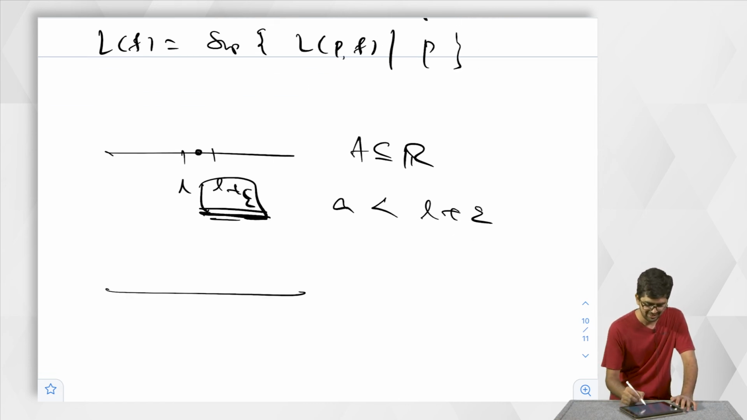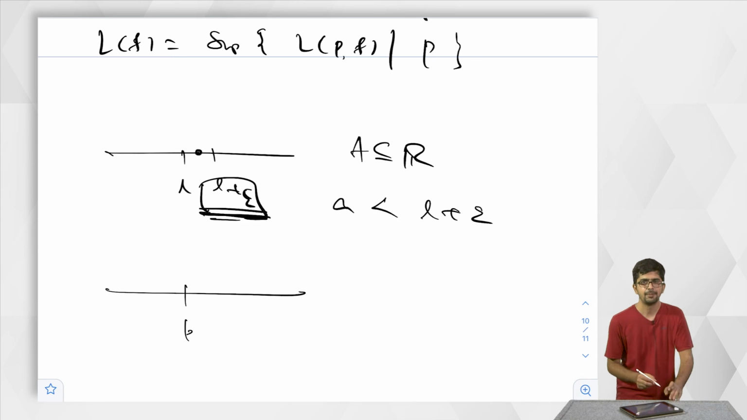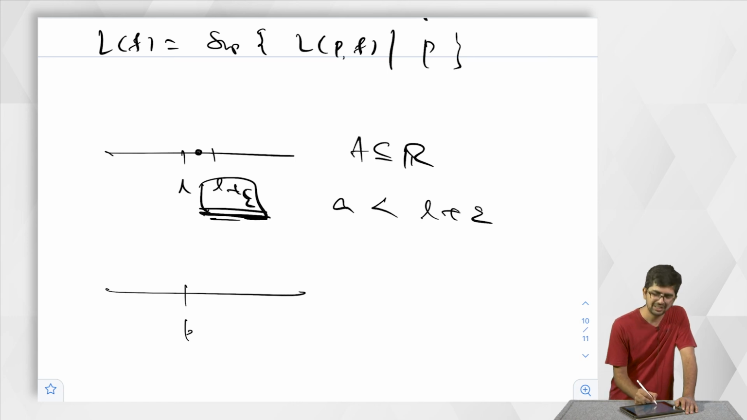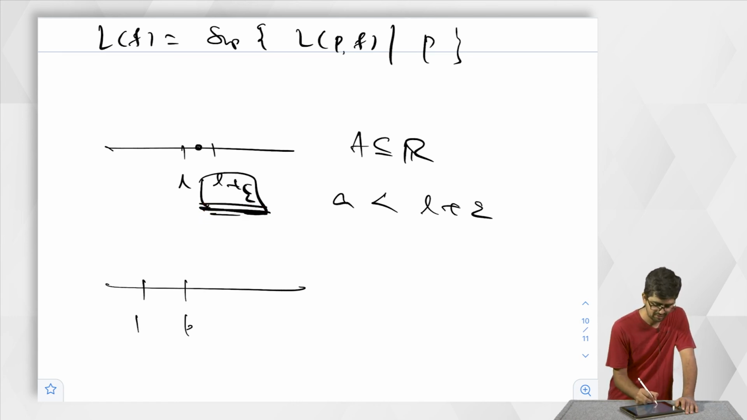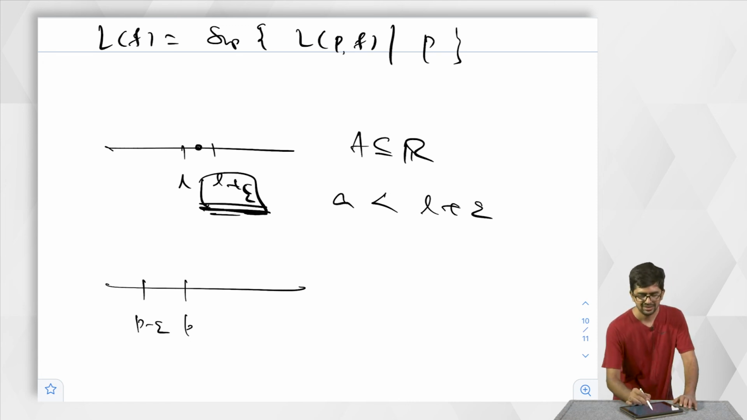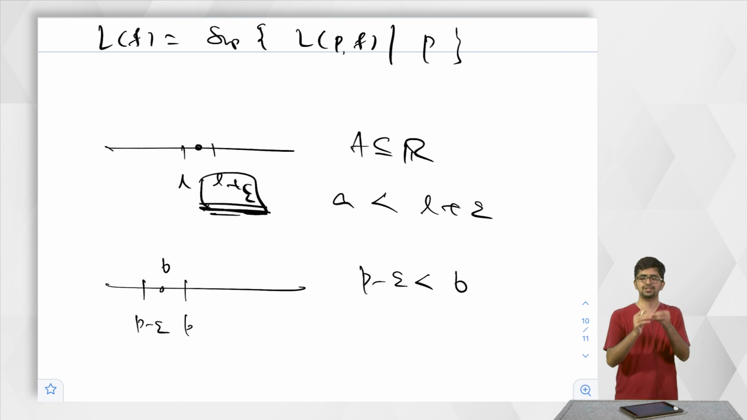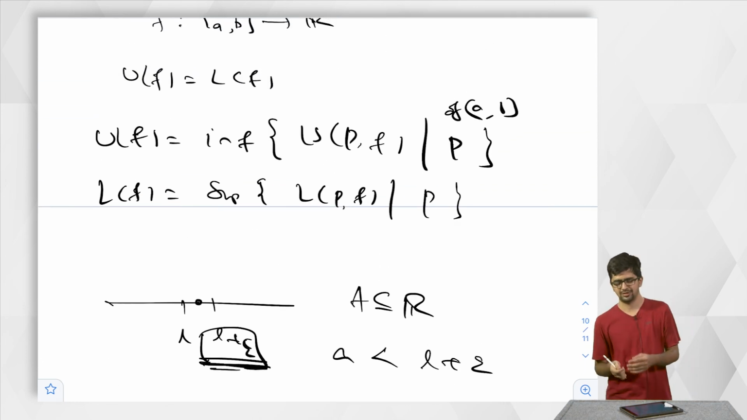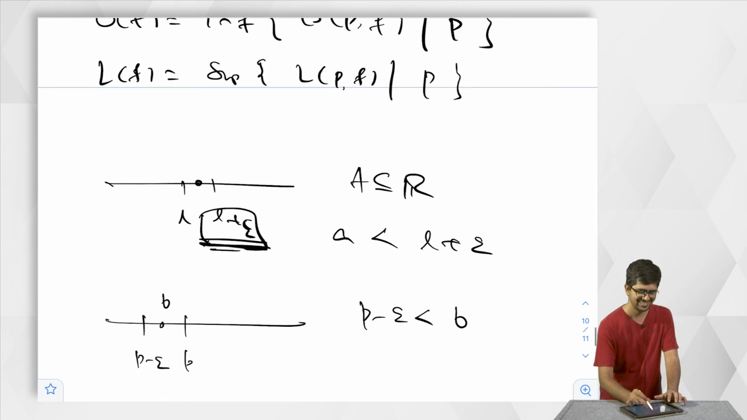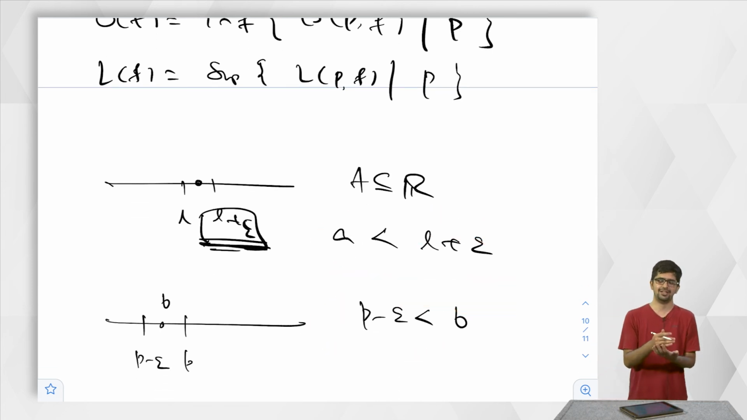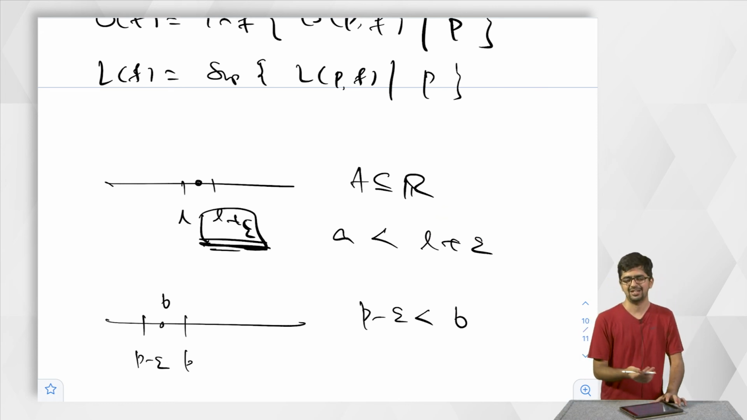Similarly, for the same set A, since L is already used, suppose P is the supremum of A. If I take some element less than P, say P minus epsilon, then this is not an upper bound of A. That means there is some element b belonging to A such that P minus epsilon is less than b. Whenever you see supremum or infimum, not just in this course but in later courses also, the first thing you should do is this kind of thing. It can give you a better understanding of those two.